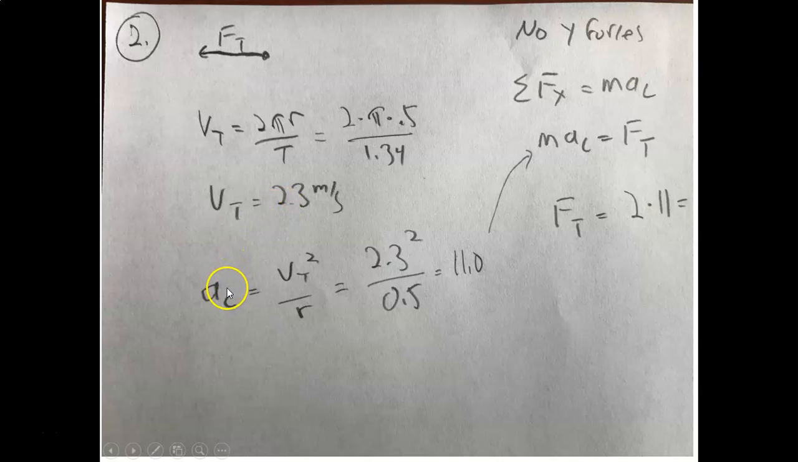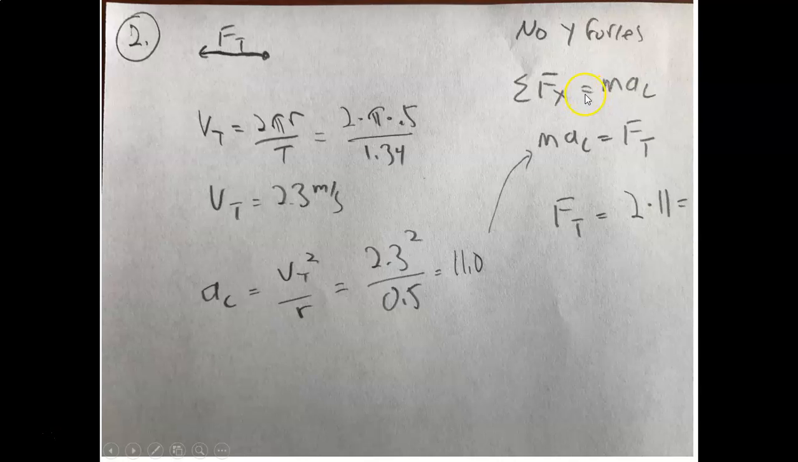A sub c, that again is another plug and chug. We just found Vt, so 2.3 squared over the radius 0.5 gives you 11.0. And then we're looking for the tension in the string. If we look at it, there's no y forces, and in the x there is going to be a net force, and that net force is going to be equal to mass times centripetal acceleration.